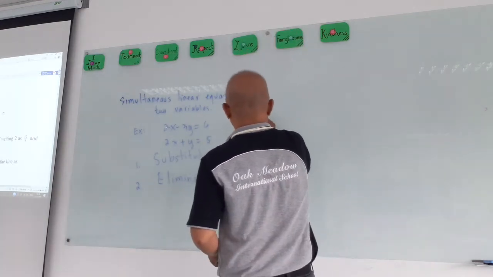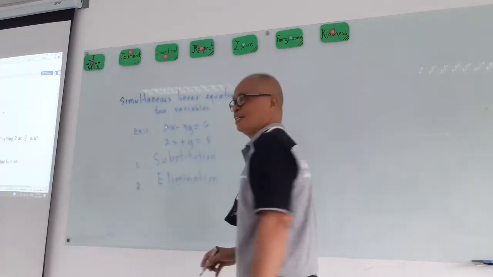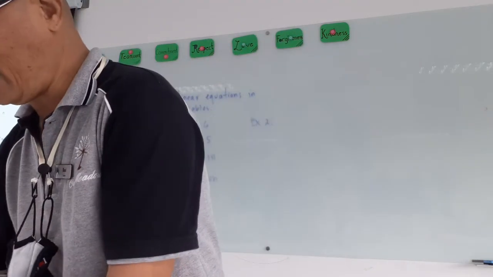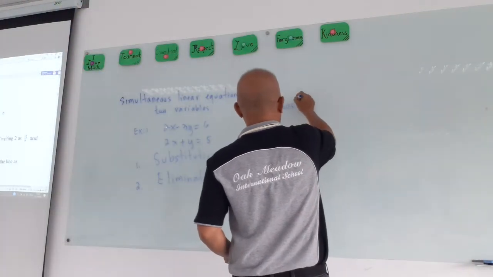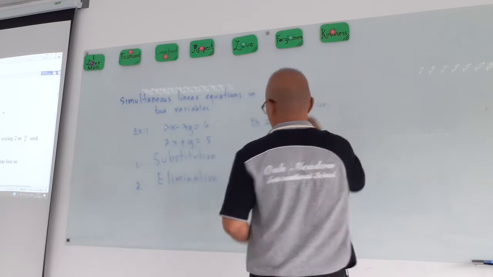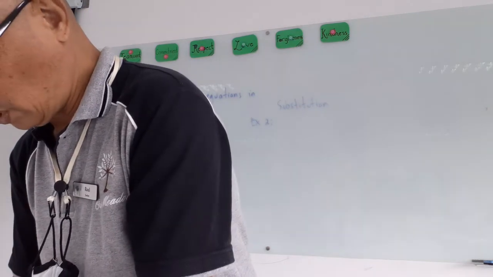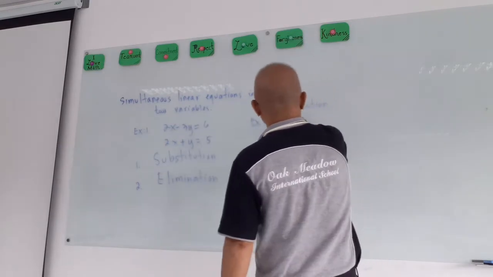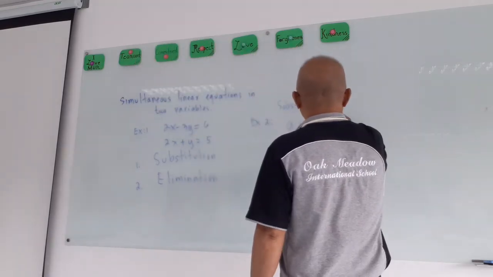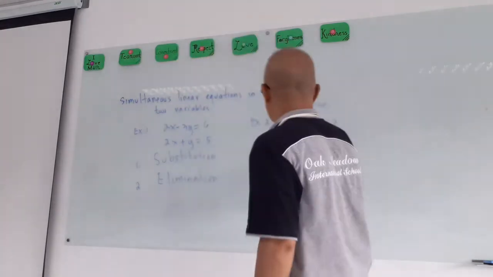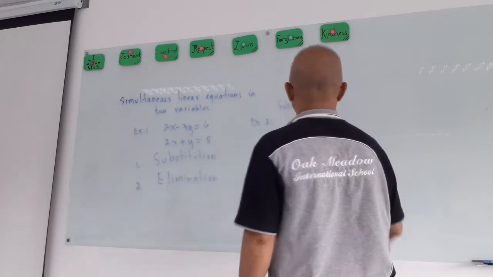Now, example here. I can easily do both substitution and elimination. So here I'll give you one example to solve using substitution. A plus B is equal to 12. Solve this using substitution. And A minus B is equal to 8. Alright, solve that.